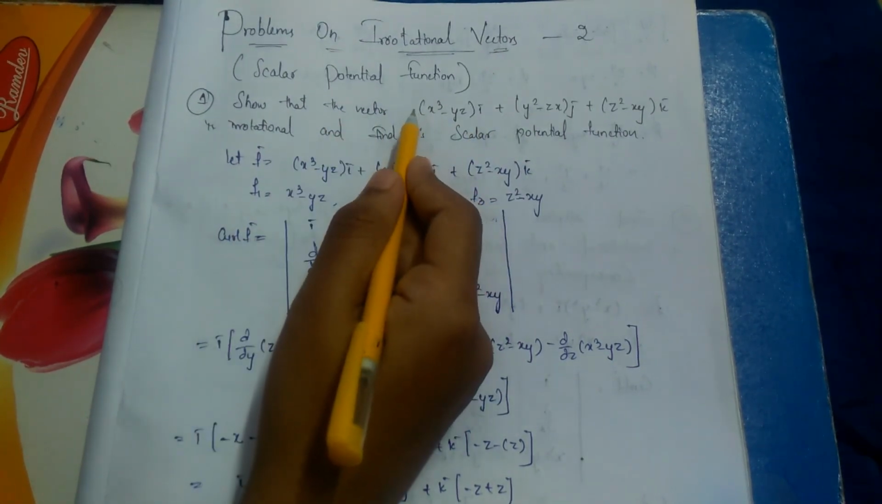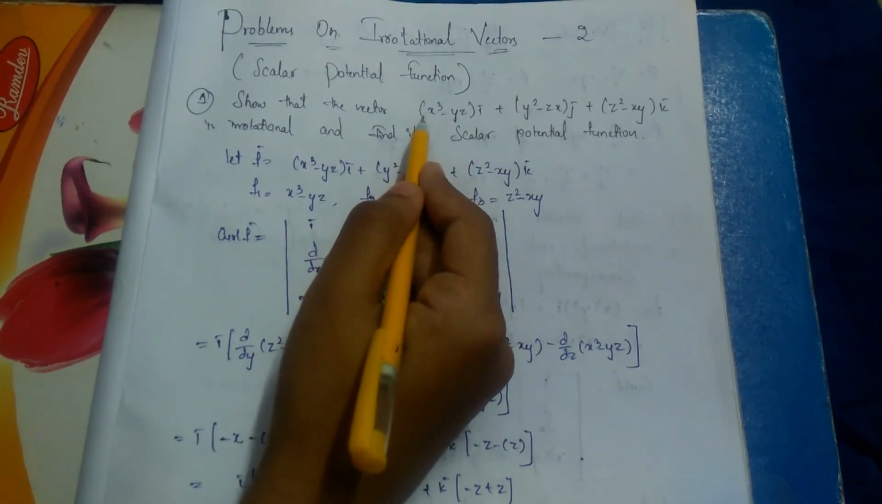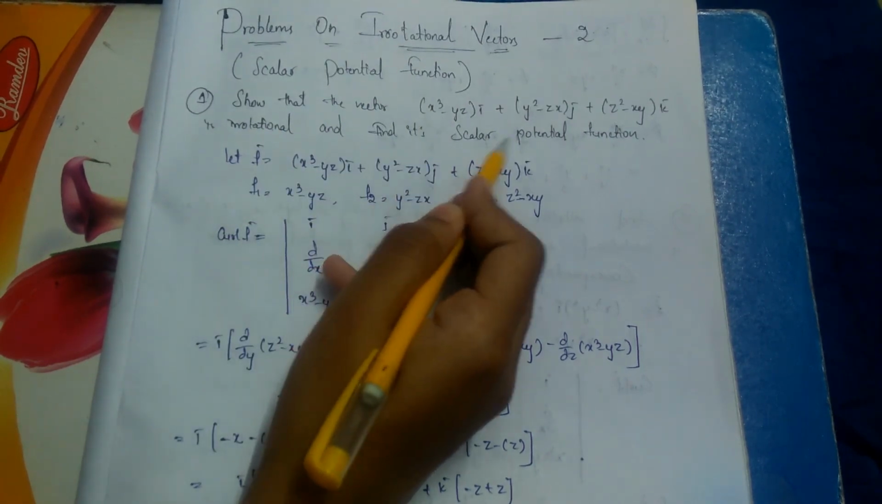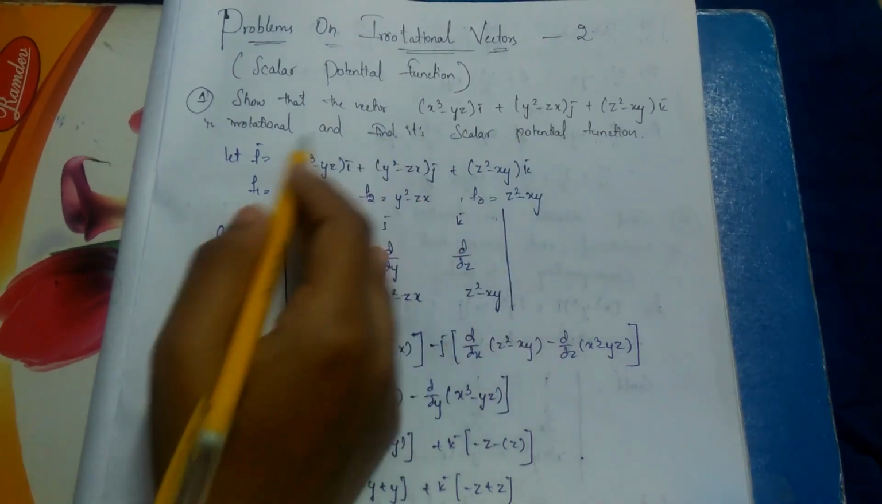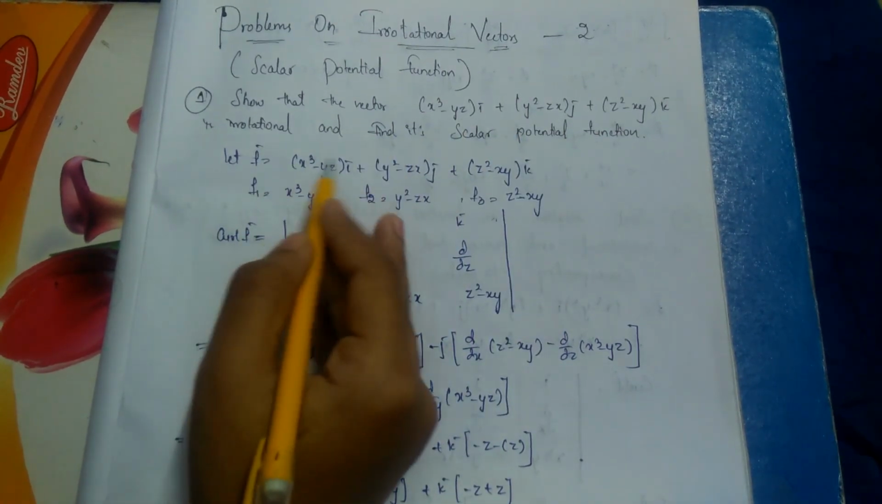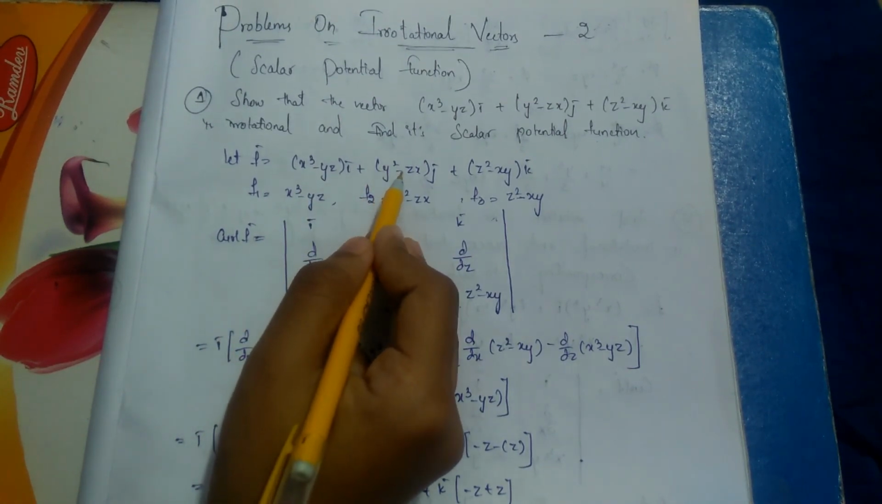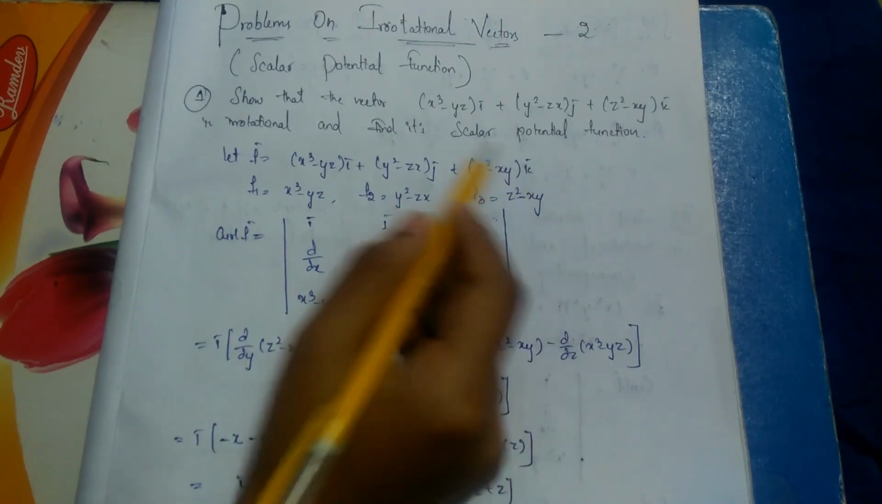That is nothing but the curl of the vector. For example, if this vector is f bar, then curl of the vector f bar is equal to 0. We have to prove this. Then after that we have to find its scalar potential function, that is, we have to find phi. So here let f bar be equal to the vector (x cube minus yz) i bar plus (y square minus zx) j bar plus (z square minus xy) k bar.